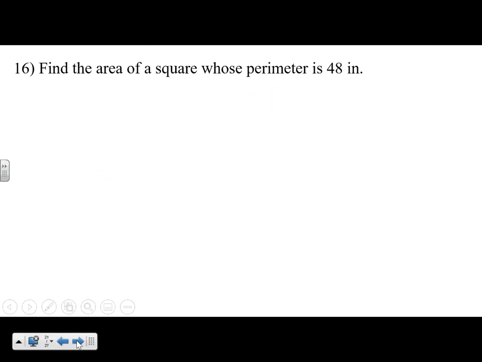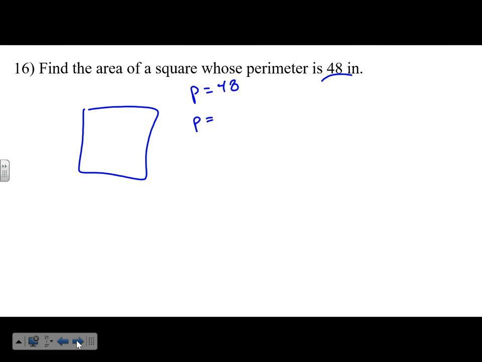Find the area of a square whose perimeter is 48. So the perimeter is 48, but we just did this. The perimeter is the side length times 4. So 4s is equal to 48. Divide both sides by 4. That means your side length is 12.